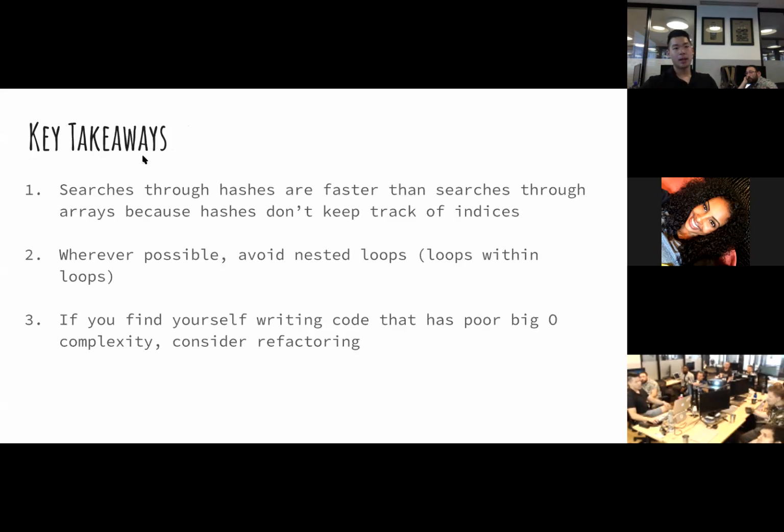Here are some key takeaways. When we talk about searches, like we were showing in that visualization at the very beginning with the YouTube video, if you are looking through an array, it's going to take a little bit longer. Why do you think that is? Because you have to go through each individual value, in an order which doesn't correlate with the data content.